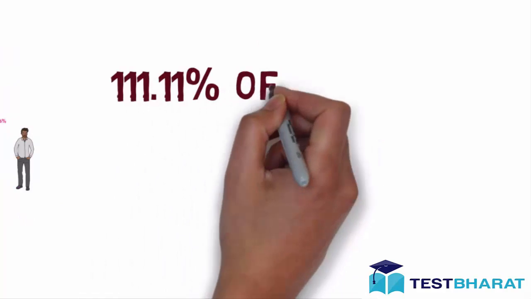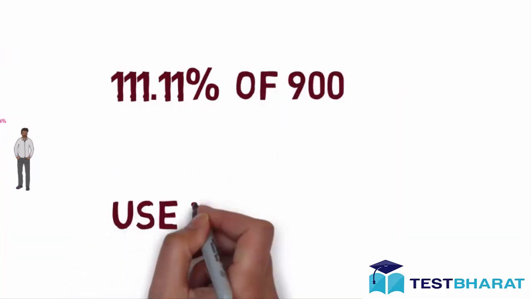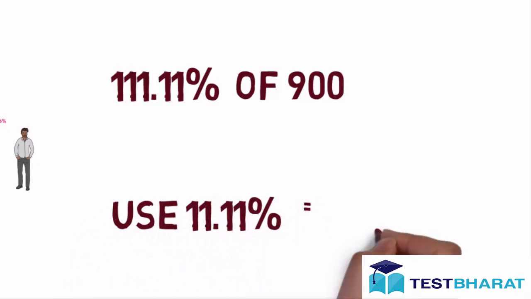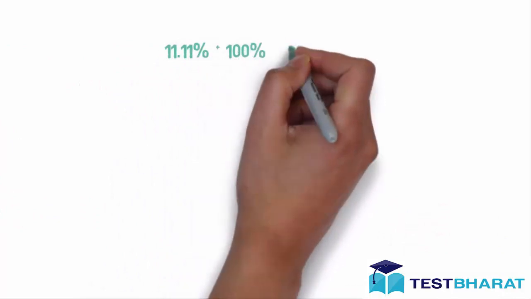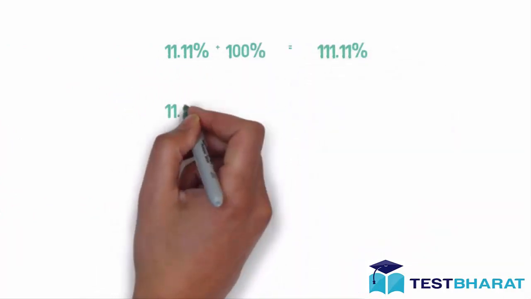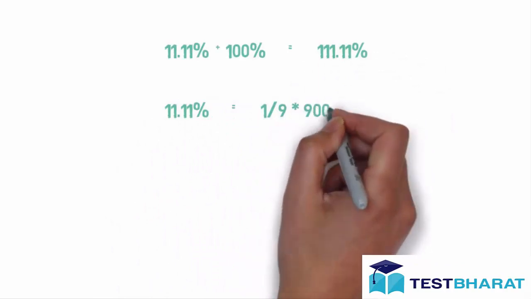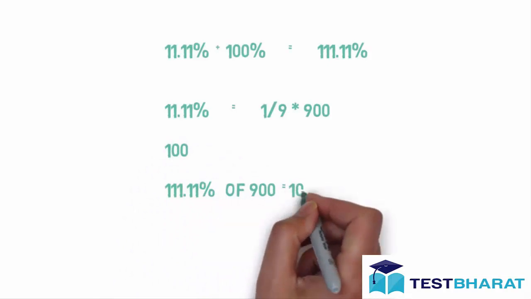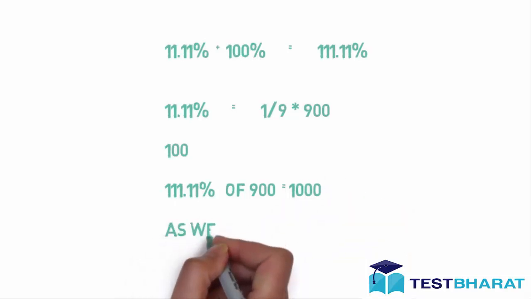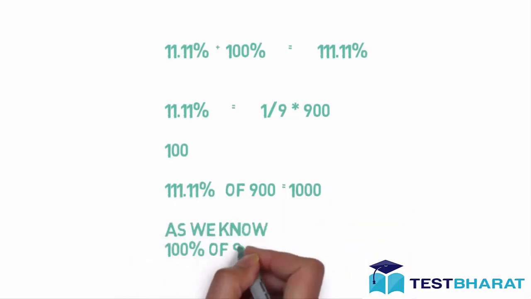Now calculate 111.11% of 900. Use the fraction: 11.11% is equal to 1 by 9. What we will do is we will find out 11.11% and 100%. 100% of a number is the number itself, and 11.11% is 1 by 9 into 900. Now 1 by 9 of 900 is 100, and if we add the number to it, that is 900, that will give us 1000. As we know, 100% of any number is the number itself.